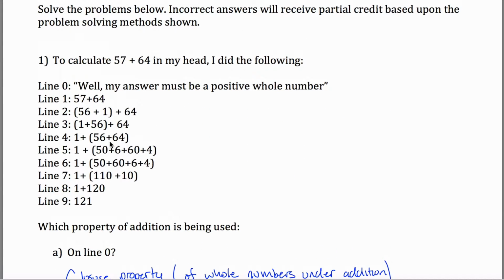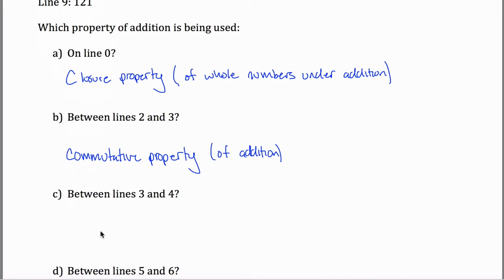Then between lines 3 and 4, well, in line 3, I have 1 plus 56 grouped. In line 4, I have 56 plus 64 grouped. So I wrote these three numbers in the same order. I just grouped them differently. The property that allows me to do that is what's called the associative property. And again, everything in this one will be of addition, because I only did addition in this example.